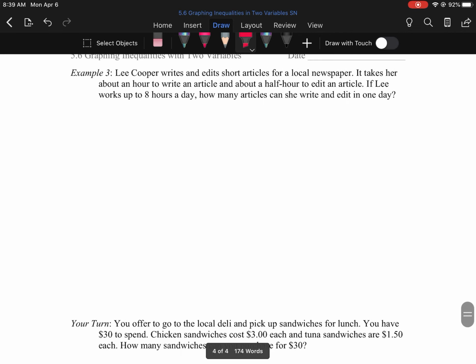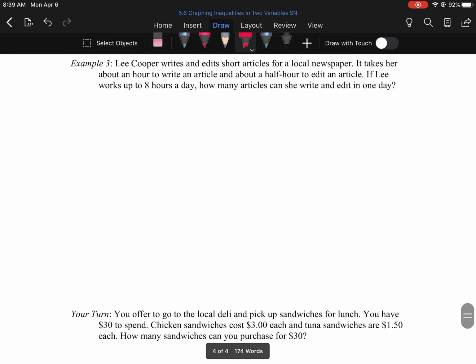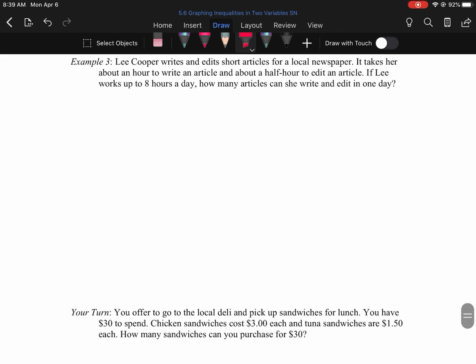So we have one more example and one more your turn. These last two are going to be your favorite. All right. So it says Lee Cooper writes and edits short articles for a local newspaper. It takes her about an hour to write an article and about a half an hour to edit an article. If Lee works up to 8 hours a day, how many articles can she write and edit in one day?